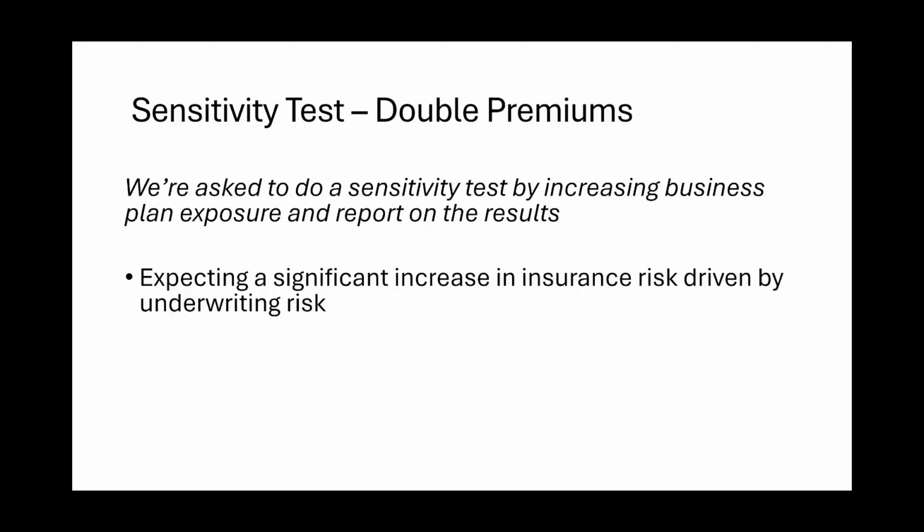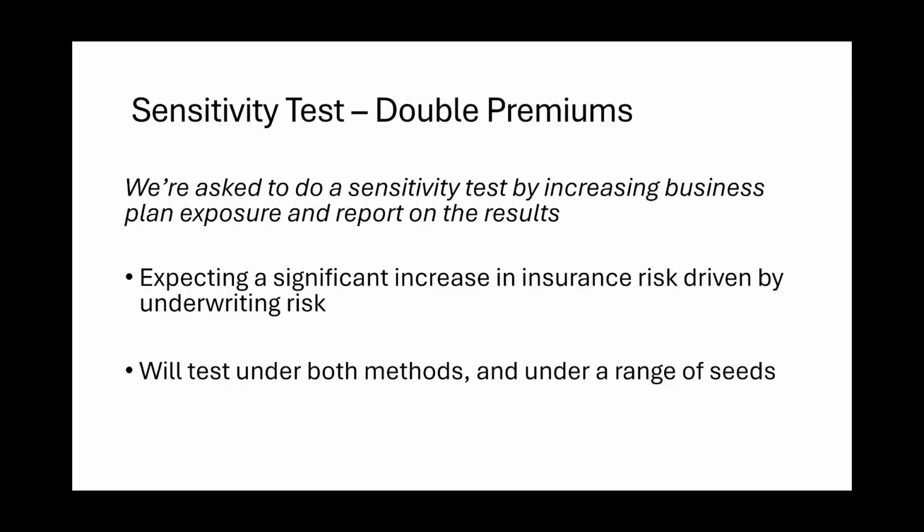So the scenario is we're asked to do a sensitivity test in the model and increase the business plan exposures. It's a very common use of a capital model, exploring alternative business plans and varying the future exposure assumptions. So here we're going to do a test along those lines, and we're expecting to see a significant increase in insurance risk driven by the underwriting risk. And we're going to test both methods, and we're going to use a range of seeds, and see how both perform under this test.